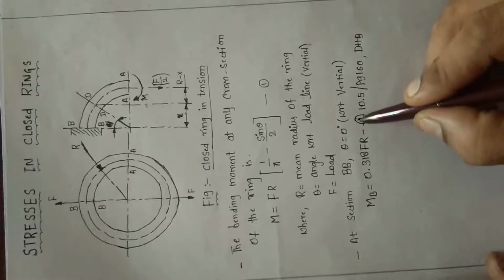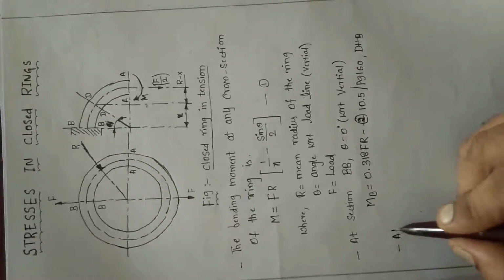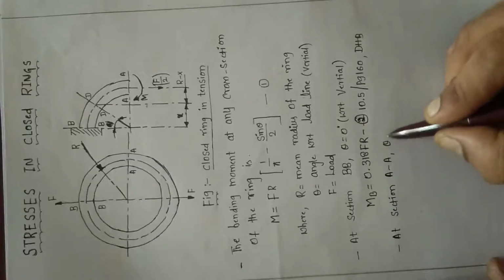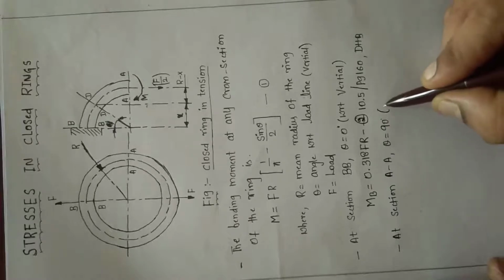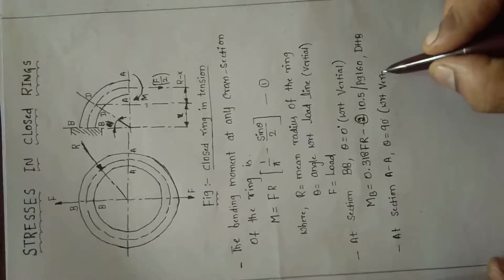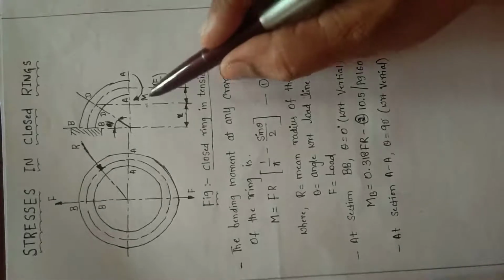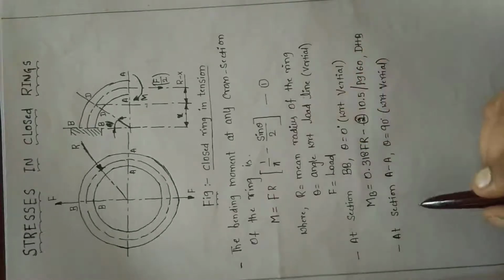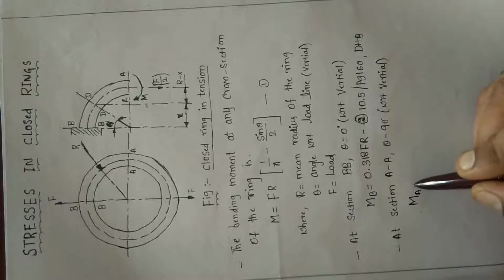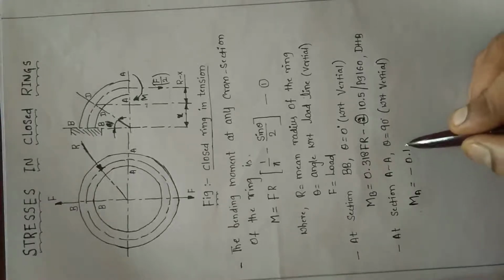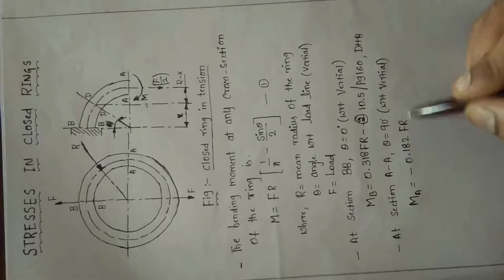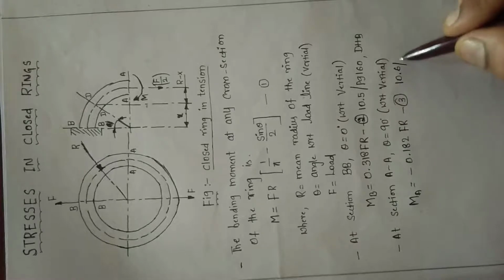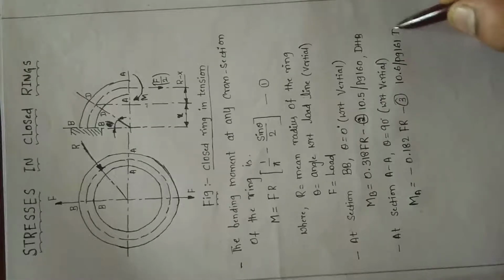Fine. Okay. So now at the same section AA, theta is equal to 90 degrees. Again I am saying with respect to vertical, because the force is acting on the vertical. Okay, this is 90 degrees. The same thing, if I substitute the value of theta in equation 1, I will get the moment at section A as minus 0.182 into FR. I will call it equation 3. This also I will get from 10.6, page number 161 from the data handbook.